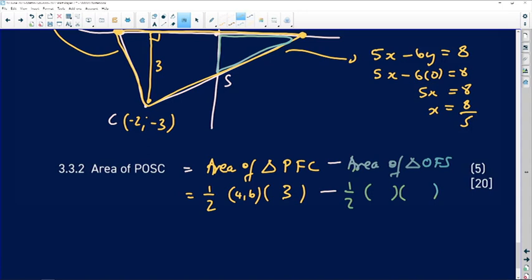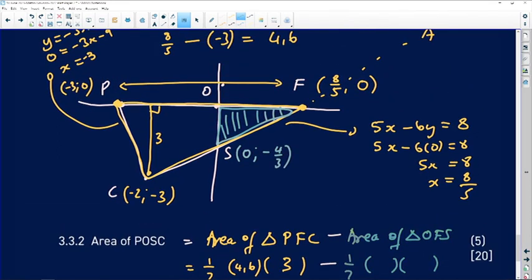Now I'm interested in the green area. Well, the green area is not a problem. We know the coordinates of S from our previous calculations. It's 0, and the y coordinate is negative 4 over 3. That tells you how much height it has, because that's going to be perpendicular to the x-axis as well. So the length there is going to be 4 over 3. Remember, distance is not negative, so the height of the green triangle is going to be 4 over 3.